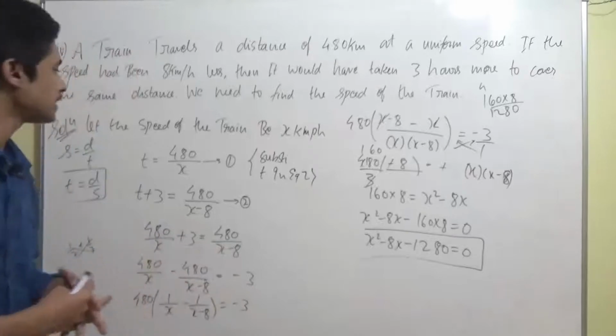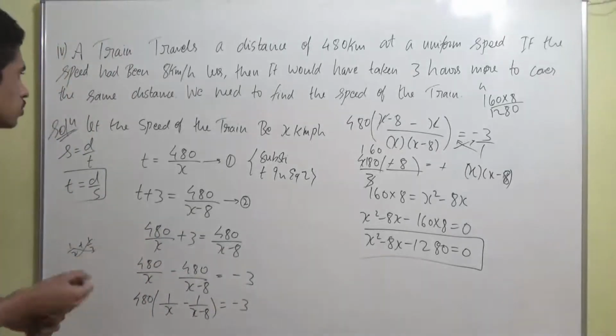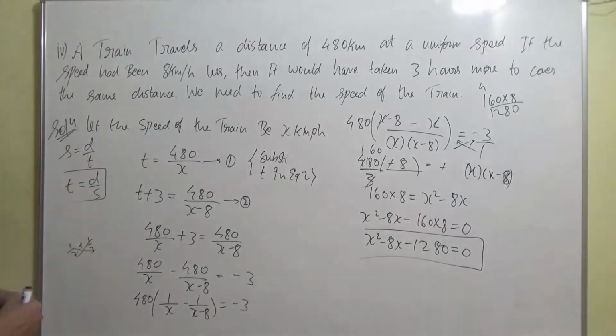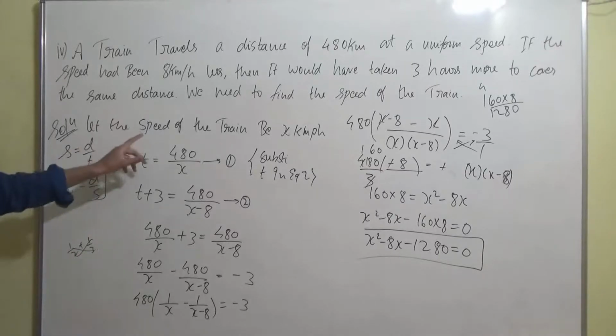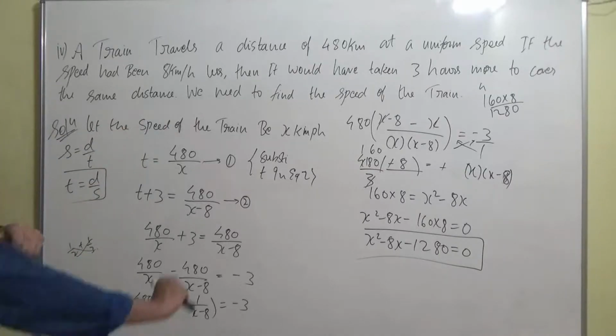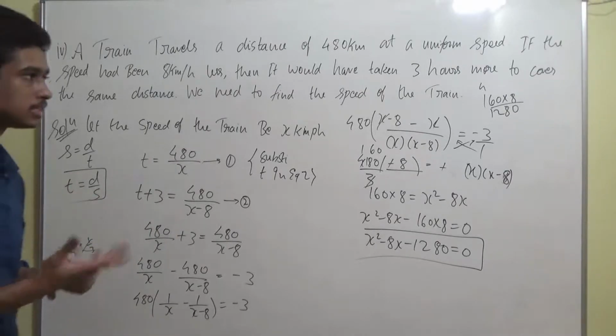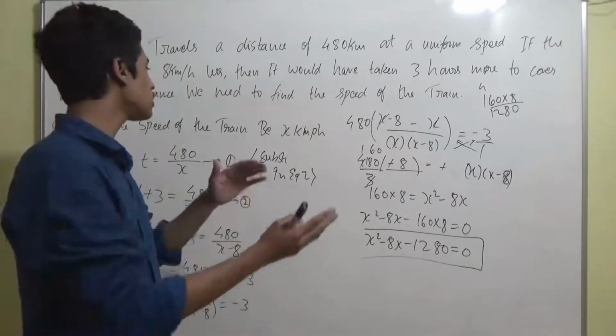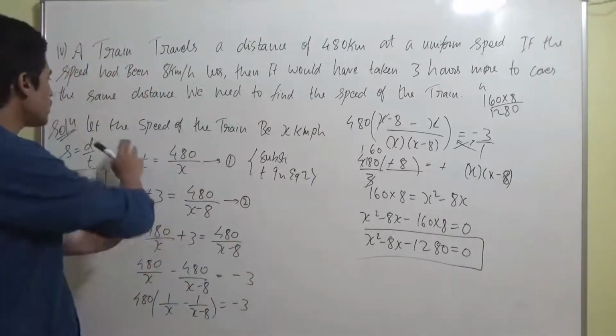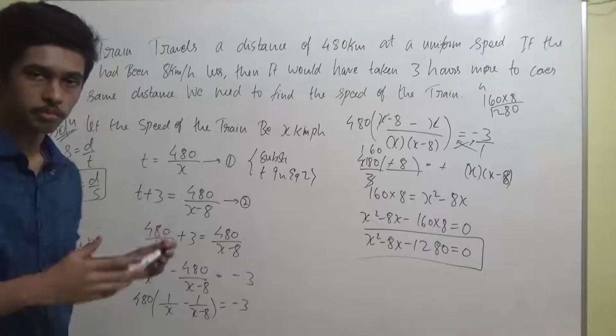So that's it guys. I'll give you a quick glance of the solution. What we did was, first we have to see what we have to find in the question. They asked us to find the speed of the train. When we have to find something in general in a question, we are going to assume it as a variable. So let the speed of the train be x kilometers per hour.